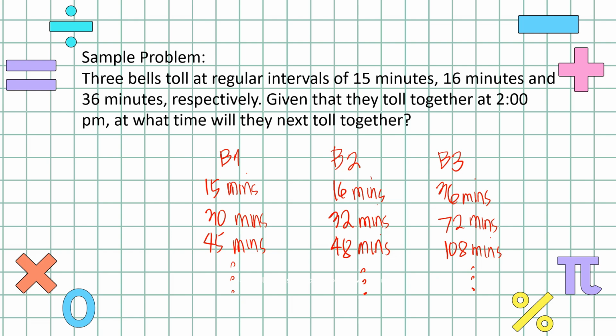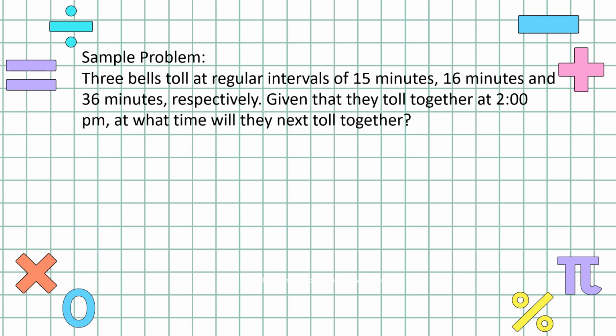Now the question is, given that they started at 2 o'clock p.m., what time will they next toll together? Or after how many minutes will they toll together at the same time? So in short, we want to know the number of minutes where the 3 bells will toll together. And that's basically the least common multiple, where these 3 values will meet after some time. That gives us an idea that when it comes to LCM problems, it tells us where certain values will meet after some time or after some cycle, and so on and so forth.